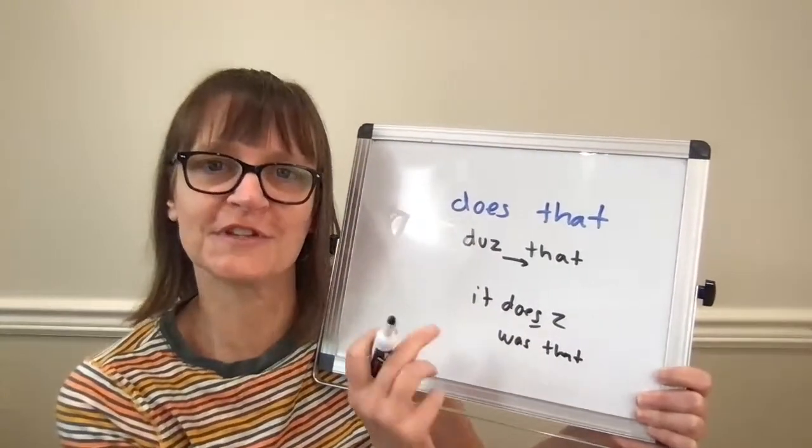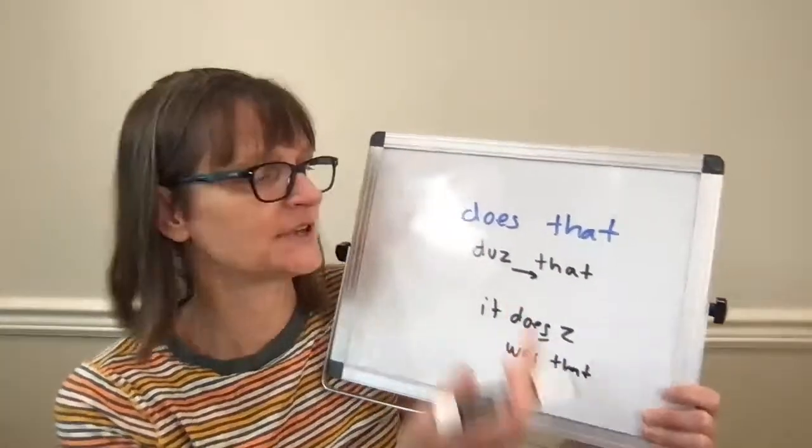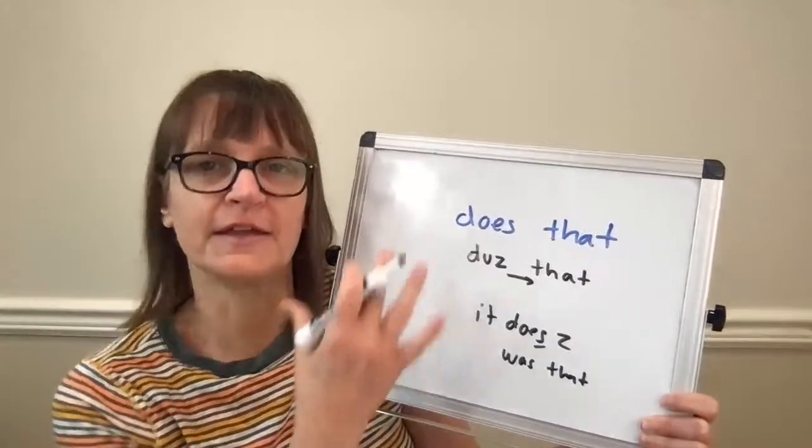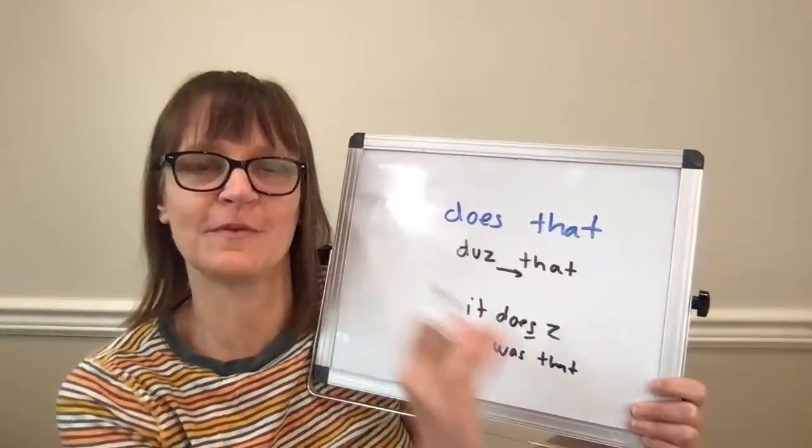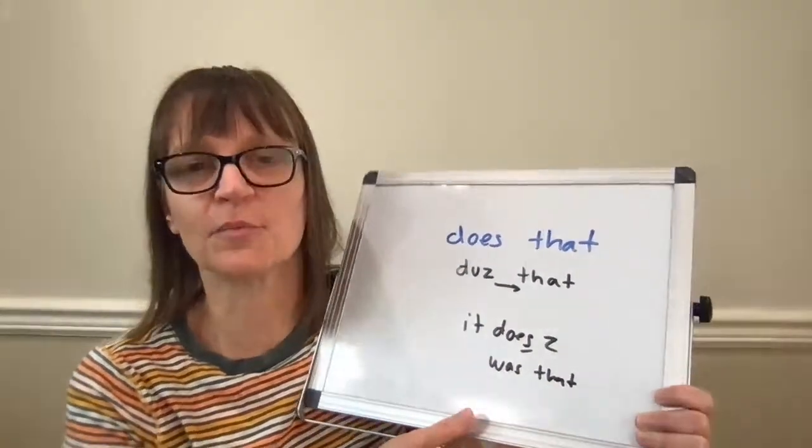Use those common words like does, was, is, goes, and them, there, they, etc. Try that combination, moving from the Z to the TH in a lot of different places, and you'll find that it becomes smoother with time, even though it can be challenging. Thank you. That's a good question.